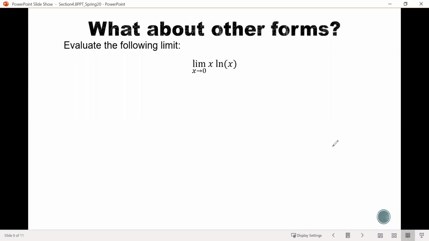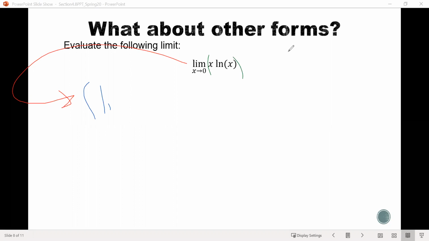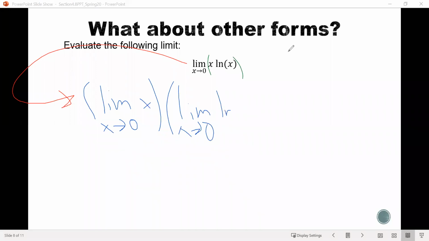Okay, so looking at this limit here, we have the limit as x goes to 0 of x times ln of x. And let's again look at trying to figure this out if we just use the techniques that we've already learned for evaluating limits. First of all, we know here that in our limit, we have two functions being multiplied. When you have something like that, you can break your limit into the limit of the first function times the limit of the second. So we can make this the limit as x approaches 0 of x times the limit as x approaches 0 of ln of x.